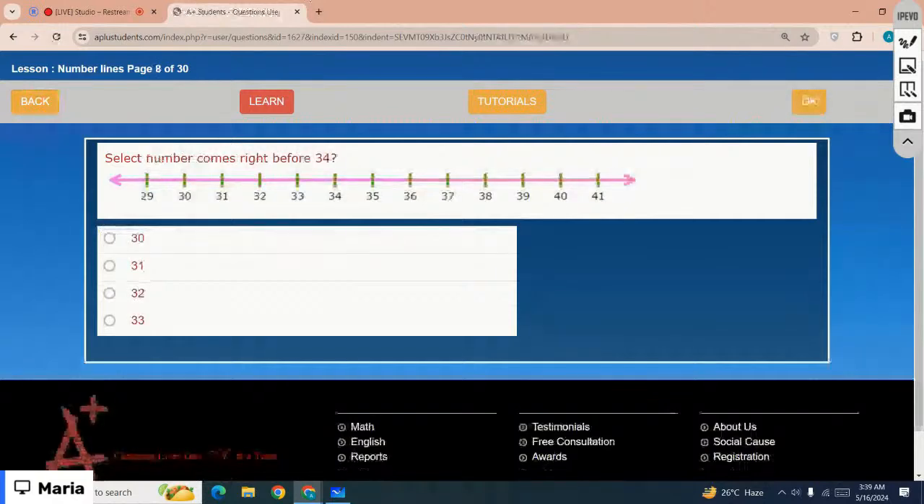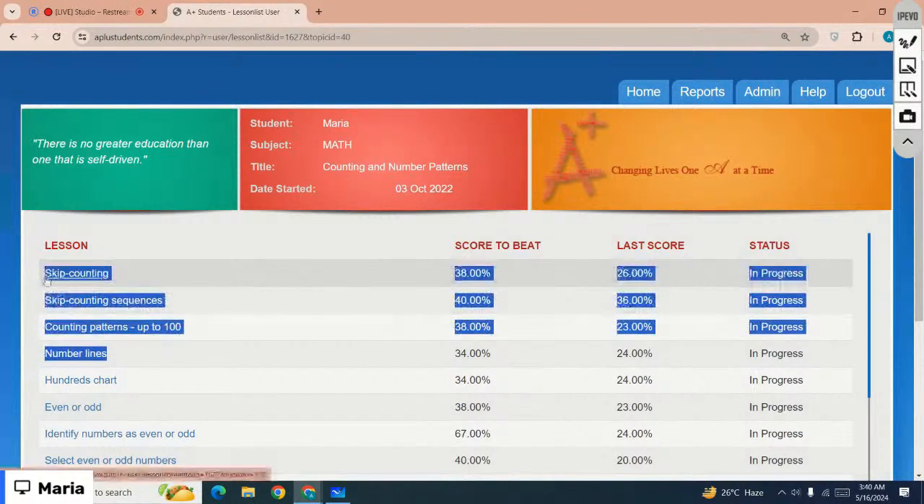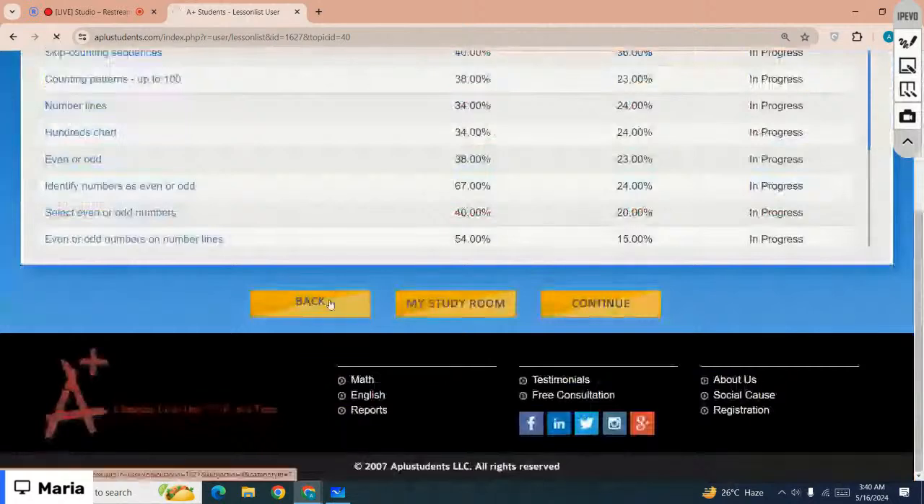So we were working on grade 2 math. The chapter we're working on is counting and number patterns. The lessons we have covered today are skip counting sequences, counting patterns up to 100, and number lines, right? So please make sure before the next session you complete all the practice questions for the lessons we did today. That is your homework until the next session.